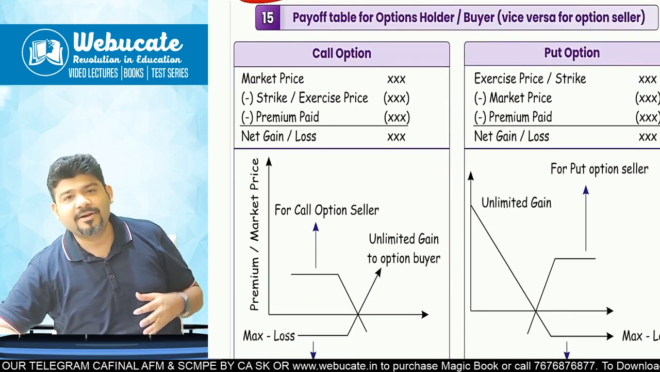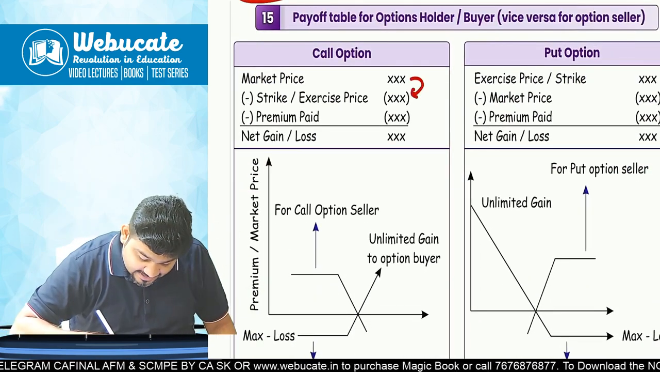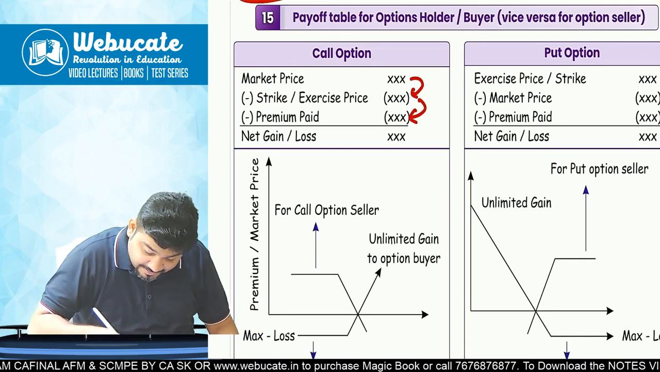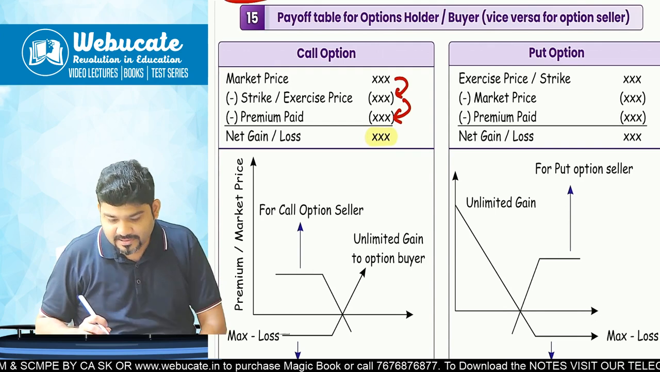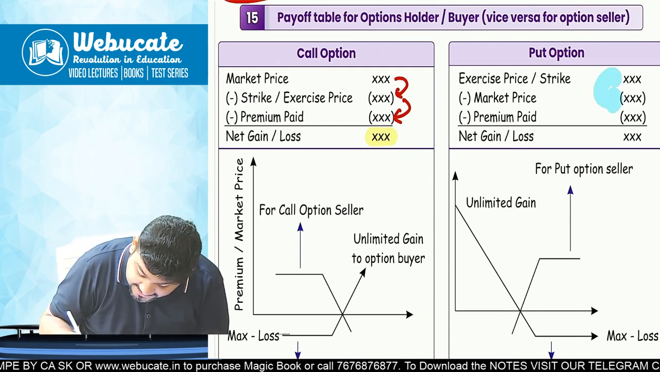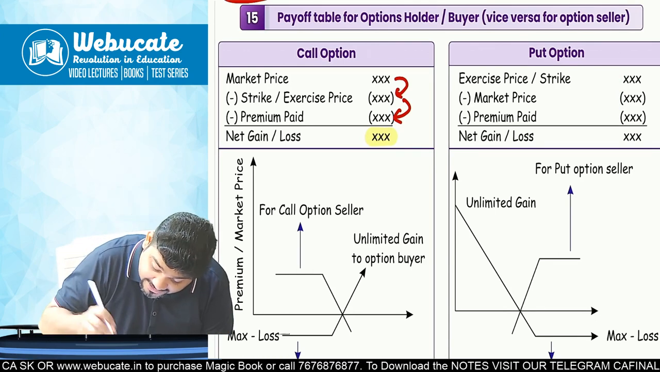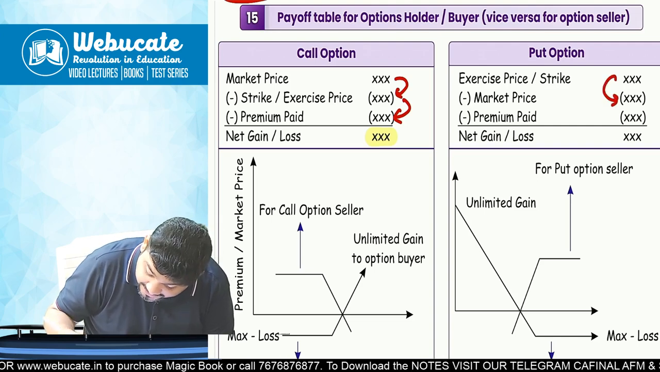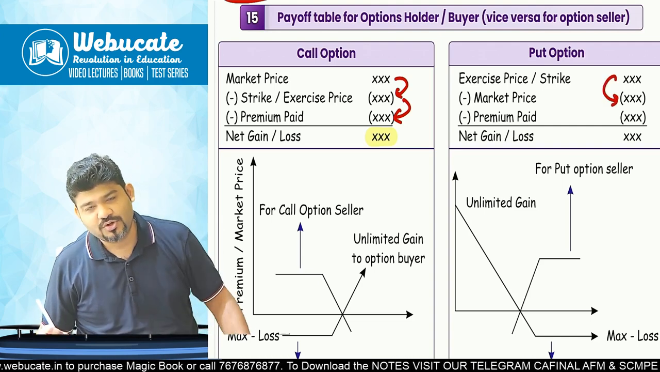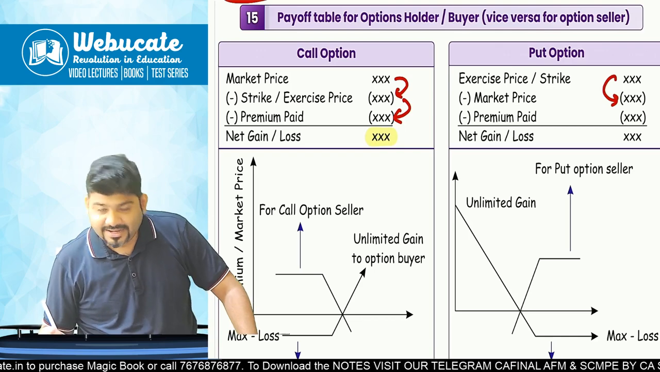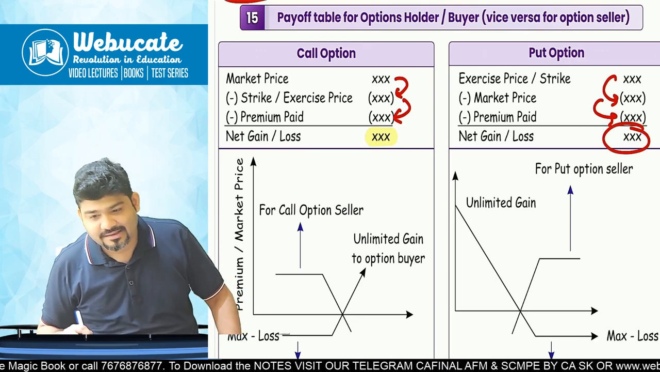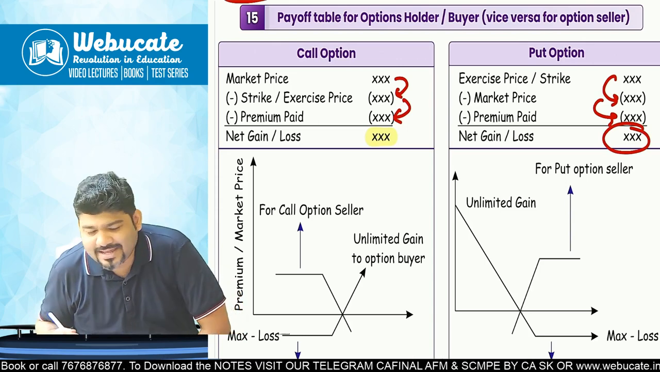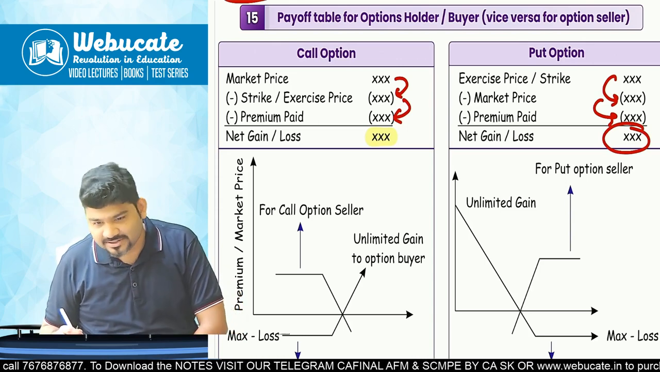Payoff table, very easy. Market price minus the exercise price minus the premium paid. That is your gain or loss as the case may be. But for put option, you want the market to go down. So exercise price minus market price minus premium paid. This will be your loss or gain as the case may be. Got it? So we are very clear till here.